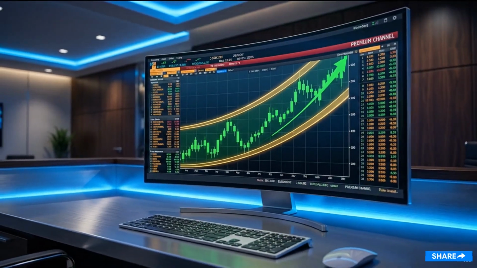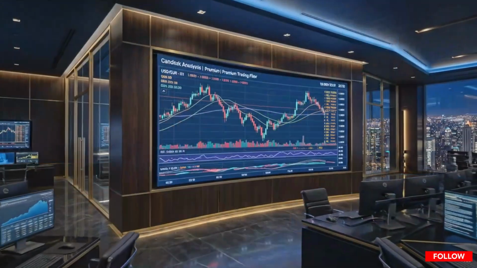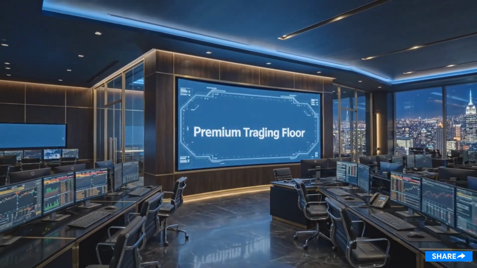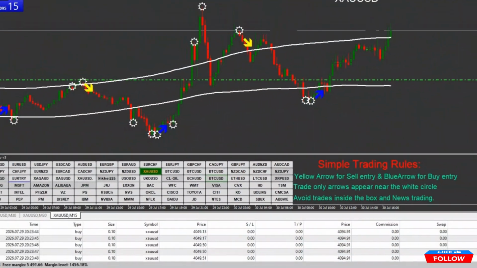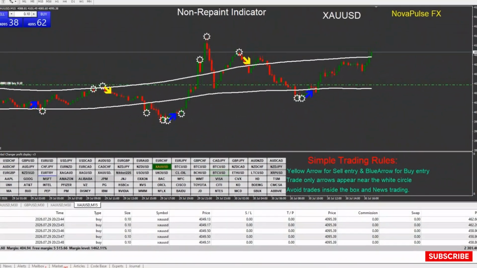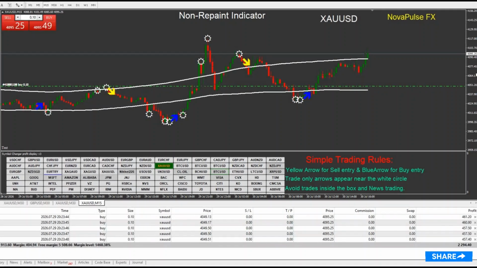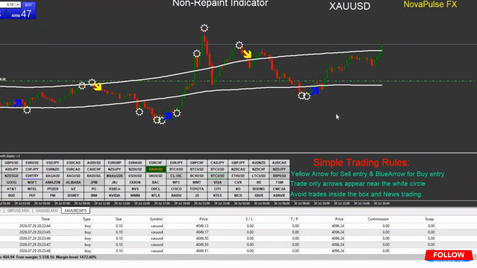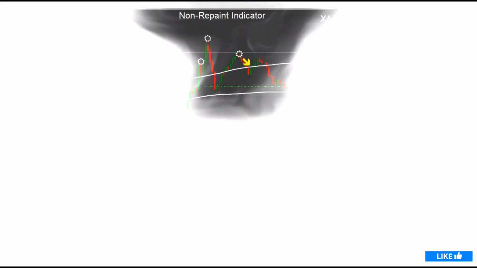No complicated smart money concepts, no confusing indicators covering the whole screen, just one clear process. What if I told you the biggest problem isn't your strategy? It isn't your indicator. It isn't even the market. It's making decisions before the market gives enough information.